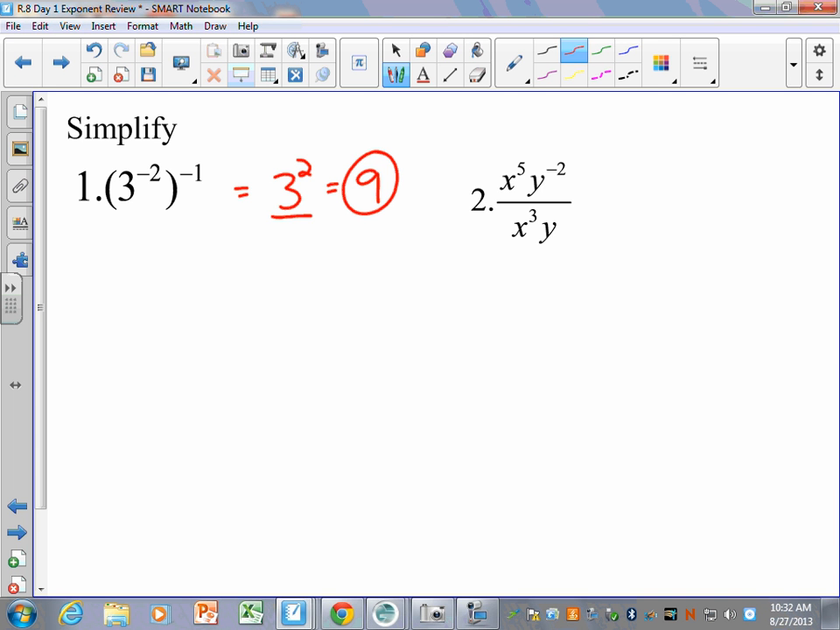I don't like negative exponents, so I like to move them first. You don't have to do that, though, because you could just subtract your exponents and deal with it. But for me, if I see a negative exponent, I'm going to turn in the ticket. So since this one's negative, I'm going to move it to the bottom.